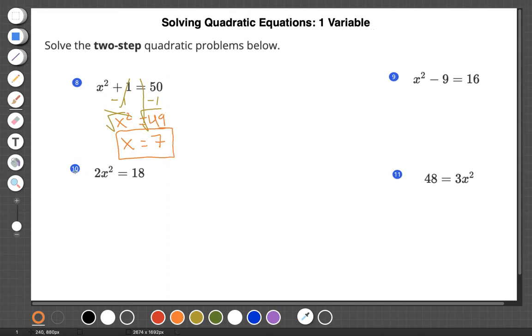Okay, I actually want to skip over number 10 really quick as well. So you're going to do number 9. I'm going to skip to number 10 as a second example, just so we see this one too. So now we have 2x squared equals 18. Well, again, we need x squared by itself before we can square root. So we have to get rid of this 2. It's multiplying, so what do I need to do? Well, I am going to divide by 2. So I need to do that first.